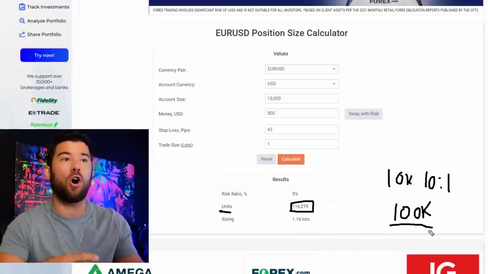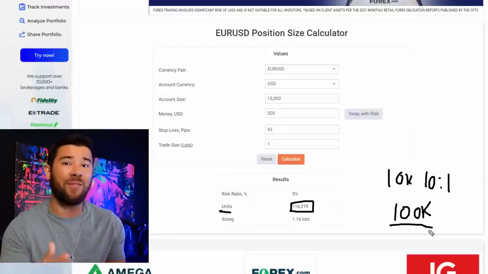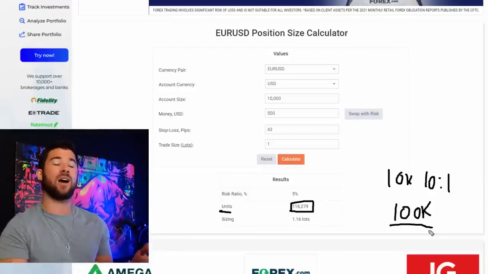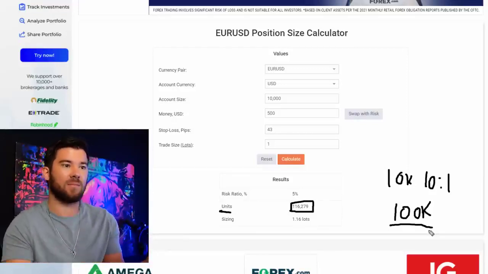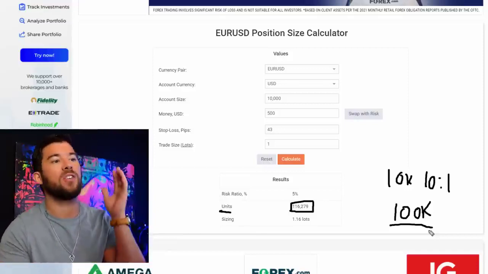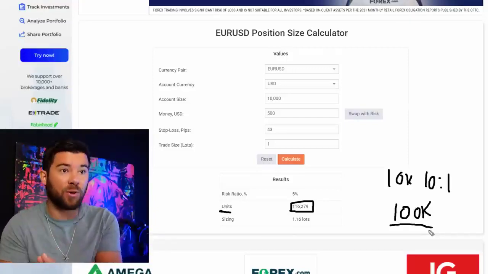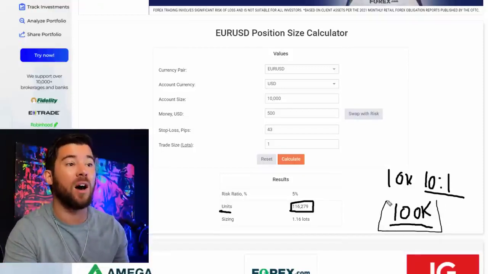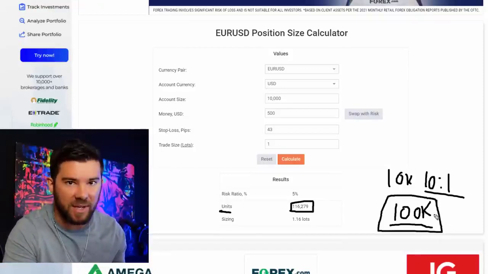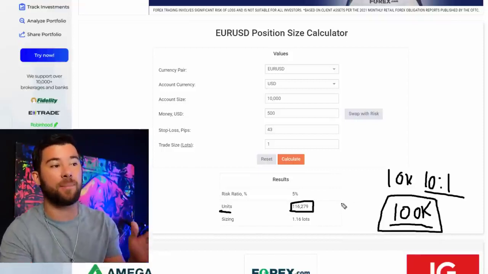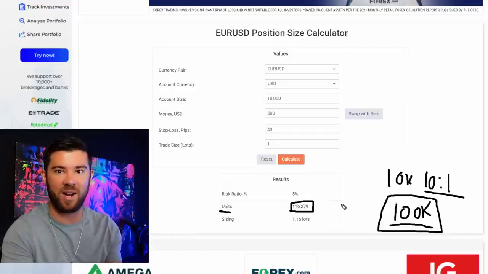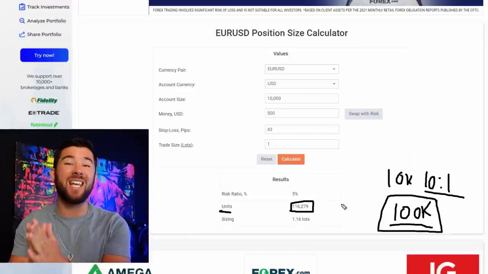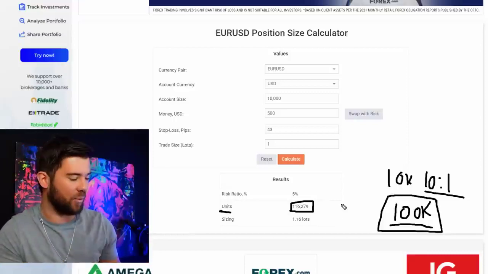So even though all we're trying to do is risk $500 on a $10,000 account, which I know seems like it should be capable, you should be able to do that. You can't do that because your broker is only giving you 10-to-1 leverage. You have a max buying power of 100K units. And that's the reason you can't place this specific trade. So hopefully that clears up a little bit about leverage.